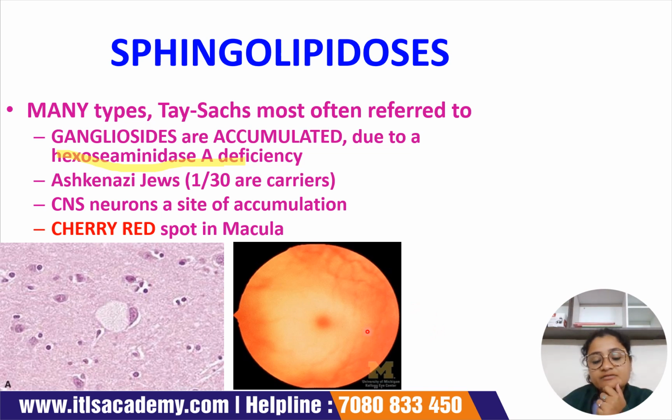So see, again I have given the diagram over here. This is the cherry red spot that you can see in the macula. And what is the macula? Macula is basically a part of the eye where the light rays are focused when we see. So this cherry red spot will be seen in the macula. That is a typical characteristic feature of Tay-Sachs disease.